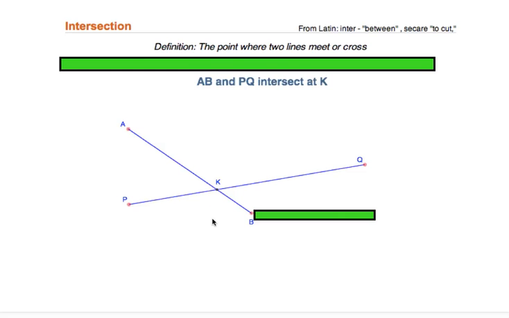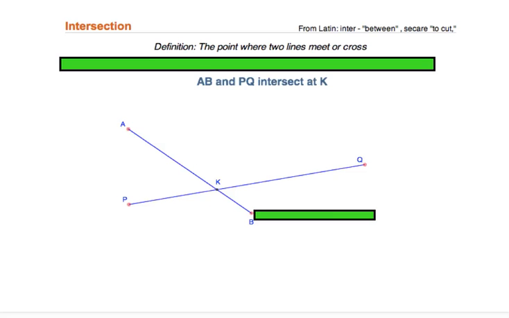It's a single point where two lines meet or cross each other. K is at the intersection of lines PQ and AB. You will always have an intersection where two lines cross unless they are parallel.